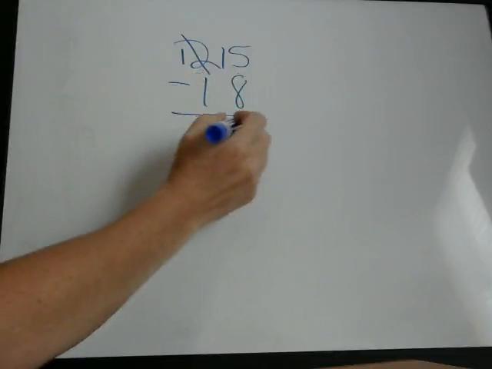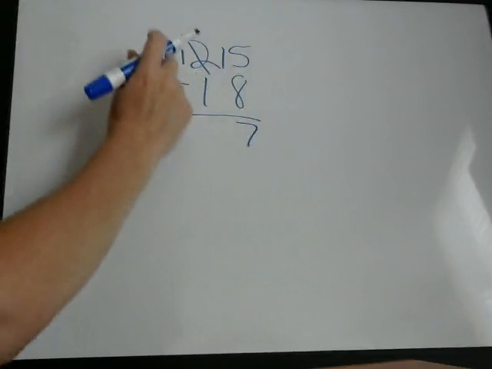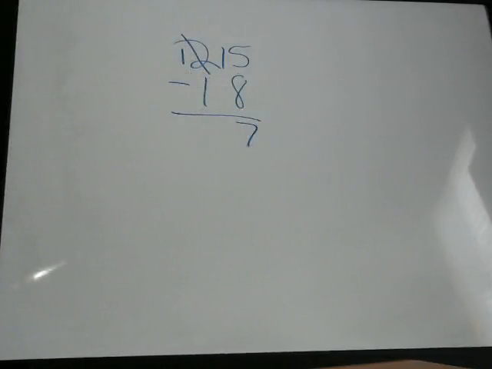So now we have 15 minus 8 is 7. 1 minus 1 is 0. So we just leave it as 7.